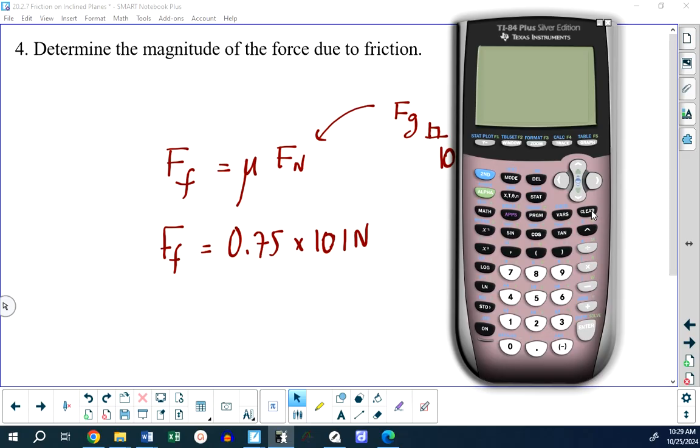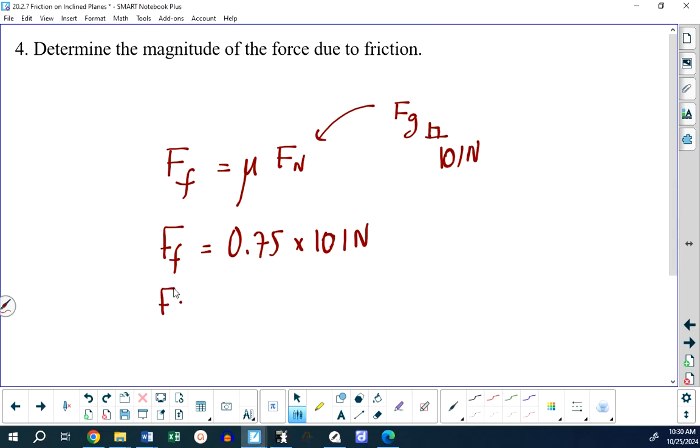I'm actually going to use more decimals here. This was that force, right? Okay, so times 0.75, about 76 newtons. And now we come to the point where it should all start coming together in your head. That force of friction is 76 newtons.